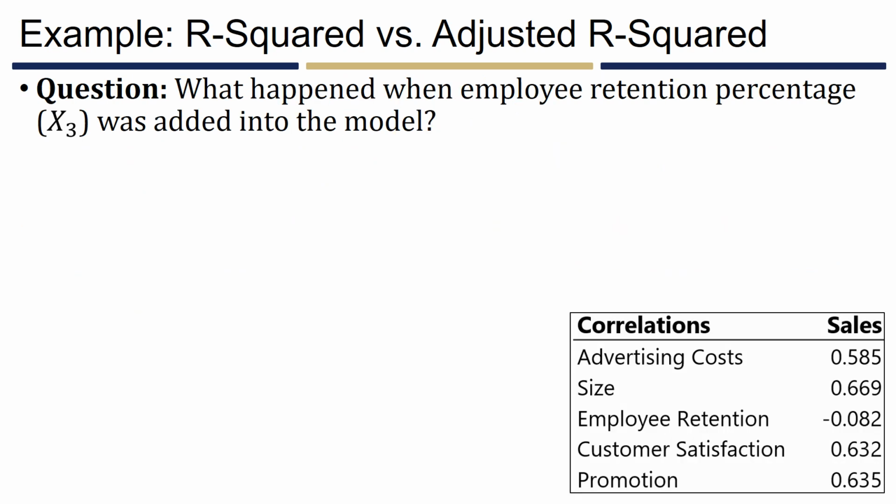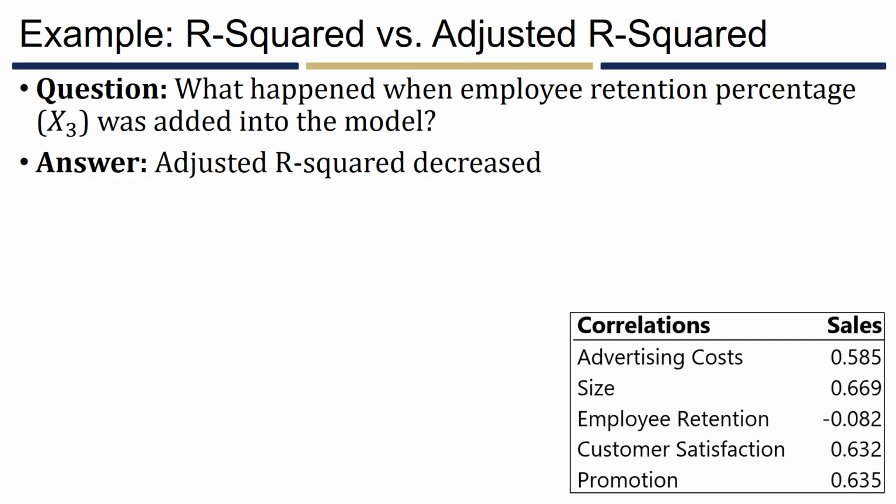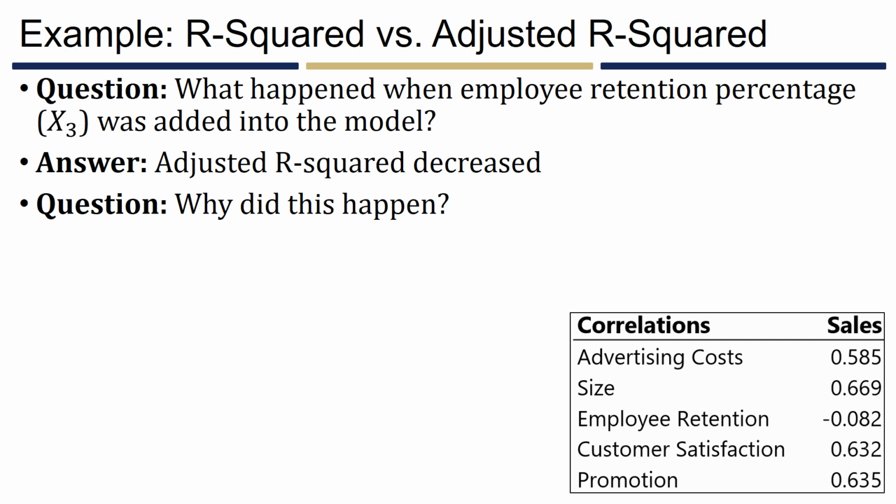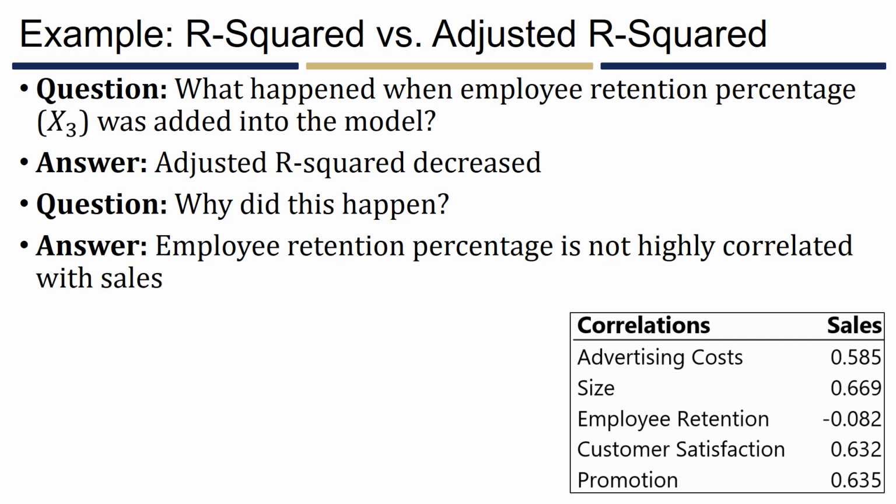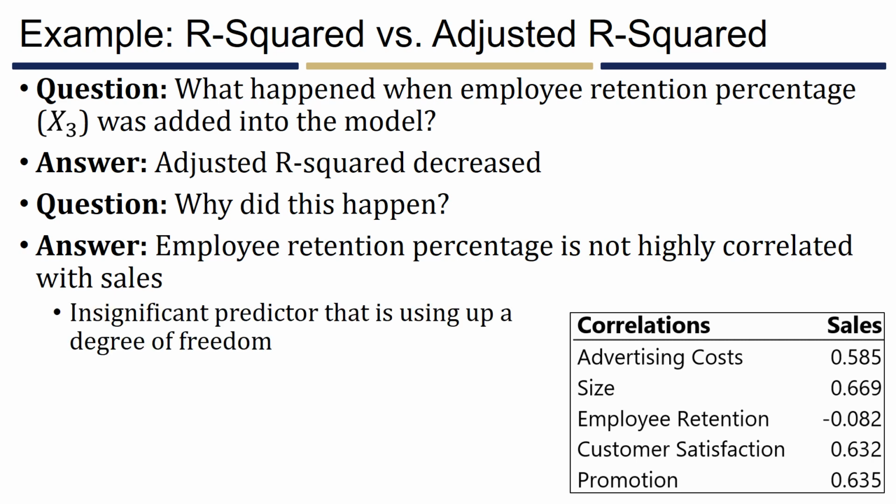And so like we just saw, whenever we added employee retention percentage into the model, the adjusted R-squared decreased. The reason this happened is a result of the relationship that employee retention percentage has with the response. In the bottom right, we have the correlations between each of the individual predictors and the response, which is sales. And in this case, employee retention percentage is not highly correlated with the sales at the store. So what we did was we put an insignificant predictor into the model that's taking up a degree of freedom.